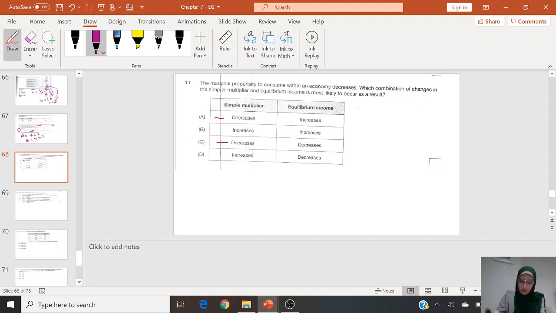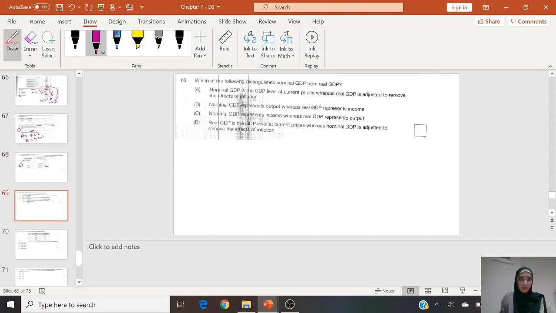What happens to equilibrium? Again, if consumption is decreasing, that basically means that injections are going to decrease and leakages are going to increase, because, again, consumption is an injection. So equilibrium income should decrease, because that basically means that leakages are more than injections. That is why the answer is C.